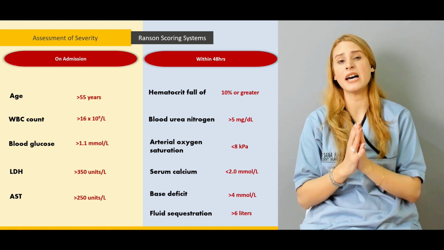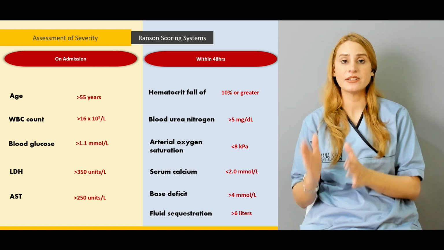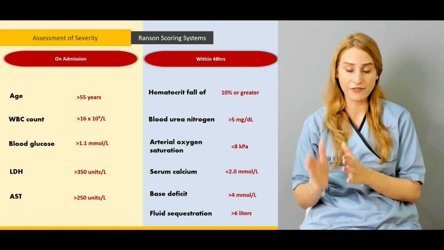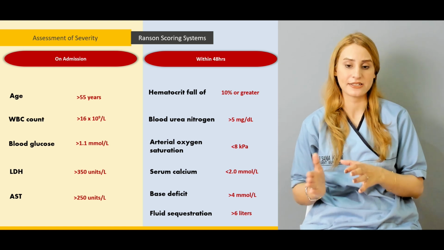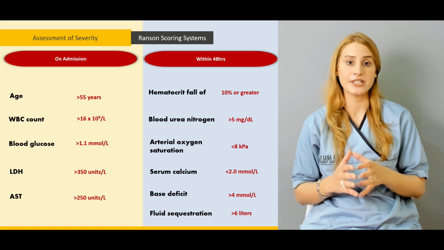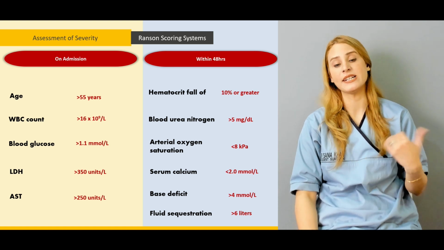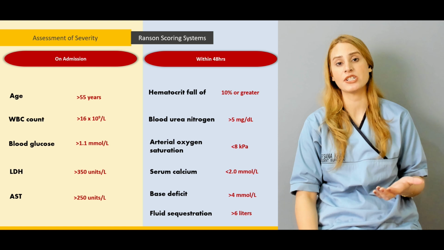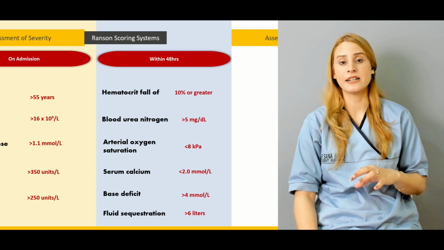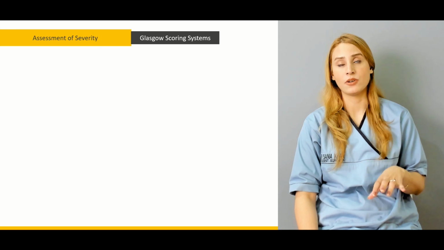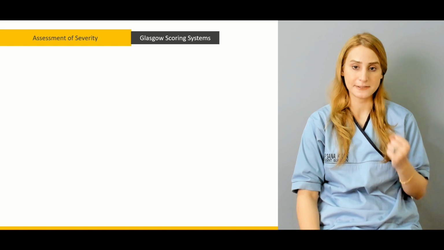And if the hematocrit fall is 10% or greater, blood urea nitrogen is greater than 5, arterial oxygen saturation is less than 8 kilopascals, serum calcium levels are less than 2.0 millimole per liter, base deficit is greater than 4, and fluid sequestration is greater than 6 liters, again you're going to put it in a case of severe acute pancreatitis.